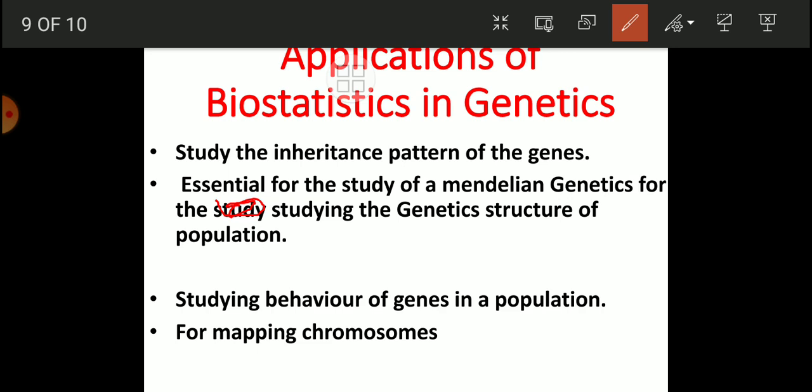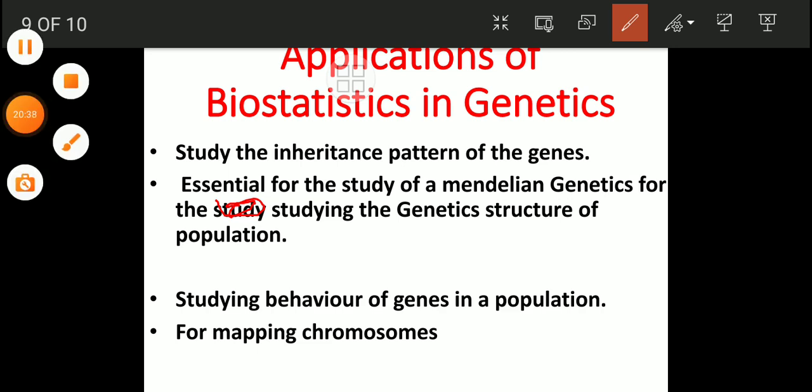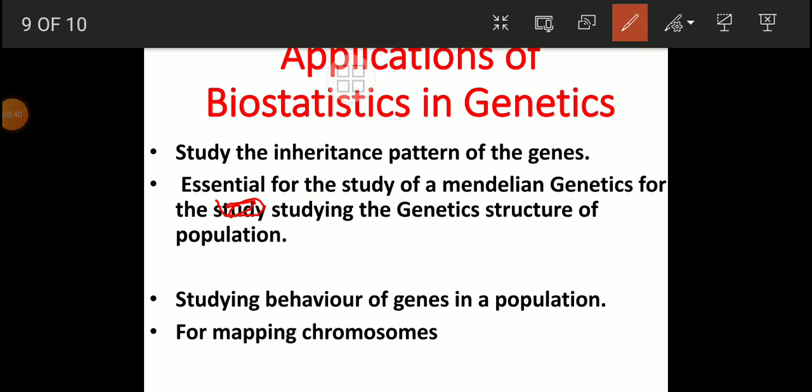Studying the behavior of a gene in a population. The most important point is that suppose a population is there and a specific gene is there. So the behavior of that gene can be studied with the help of biostatistics.